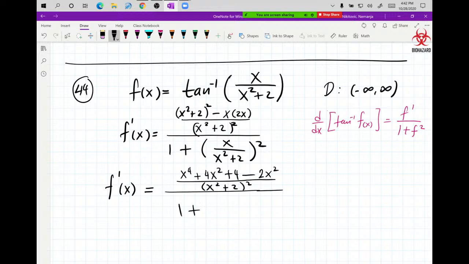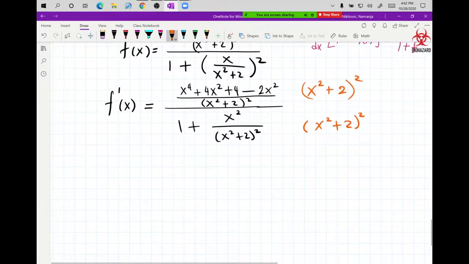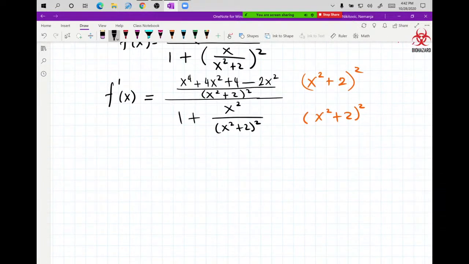And then 1 plus, I'm going to split this way because now it's much easier and nicer to simplify, because you see that you can hit both of these by x squared plus 2 squared, and that will kill the double fraction, which simplifies everything a lot. You want to simplify these things. You don't want to compute in this mess.